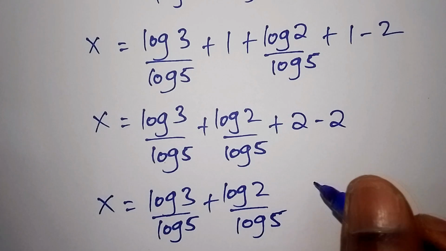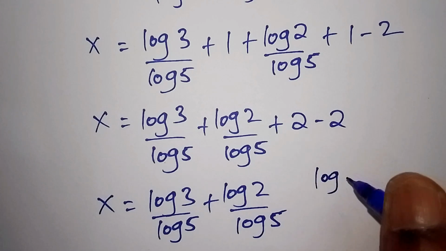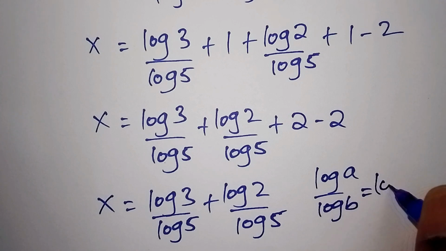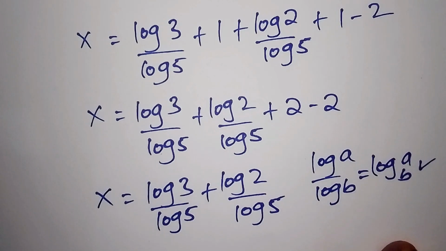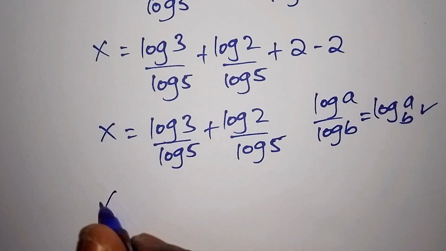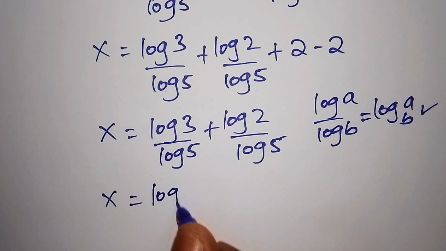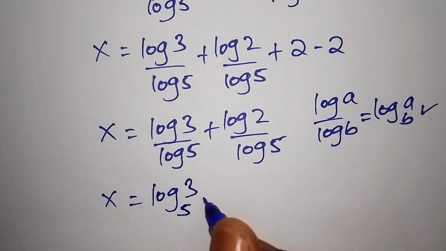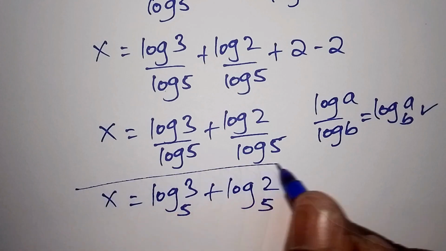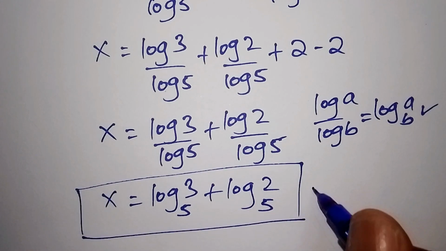When we have, for example, the log of a all over the log of b, this can be written as the log of a to the base of b. To work out this answer into its simplest form, the value of x is equal to the log of 3 to the base of 5 plus the log of 2 to the base of 5. That makes the correct answer.